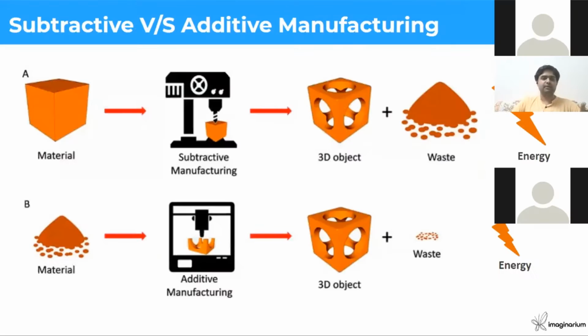Into a comparison between subtractive and additive manufacturing. I think this whole slide here is very self-explanatory. In the upper side of the slide, you will see the subtractive processes. A block of material is taken, you machine it with the help of either drilling machines or CNC milling machines, and your object is formed.